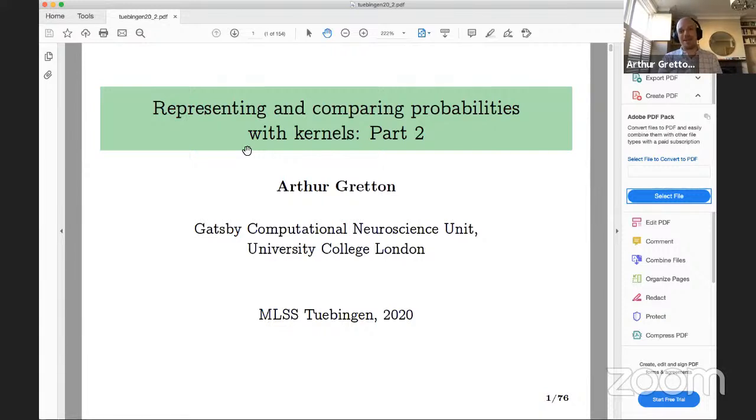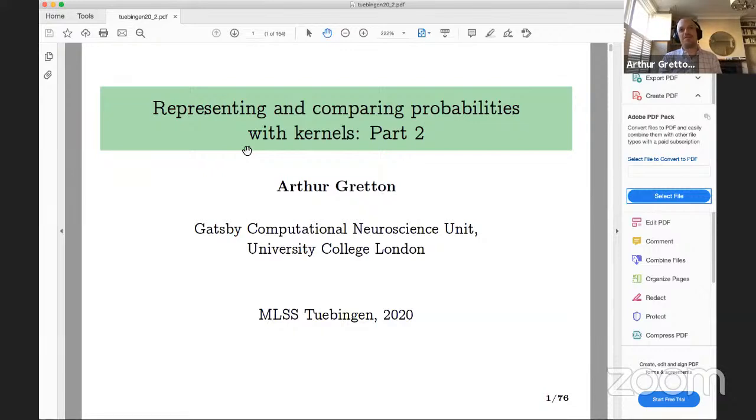So yesterday was a little bit abstract. Today, we're going to look at how we can use these tools for particular applications, and we're going to focus on comparing probability distributions. So remember this slide from last lecture.